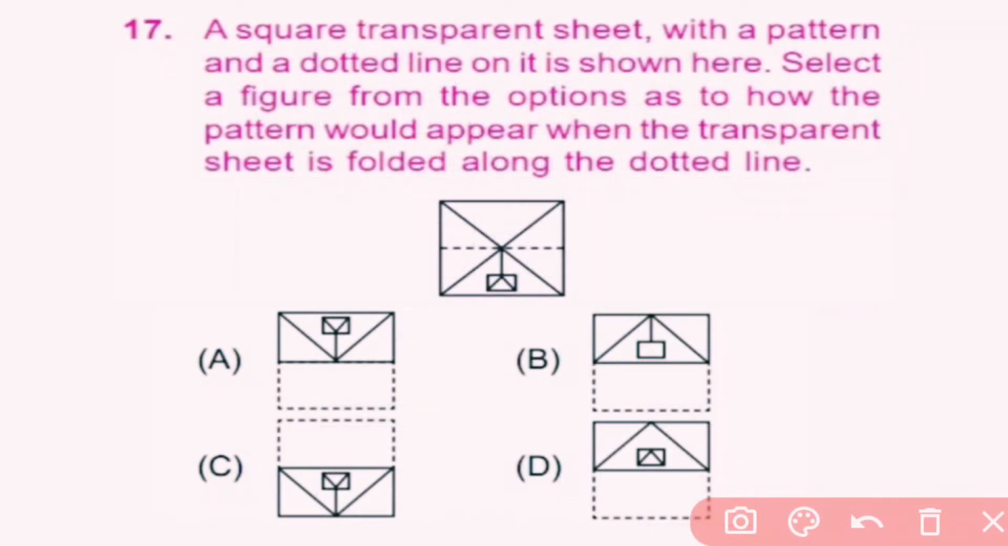Question number 17. A square transparent sheet with a pattern and a dotted line on it is shown here. Select the figure from the option as to how the pattern would appear when the transparent sheet is folded along the dotted line. So after folding the transparent sheet along the dotted line, pattern A will appear. So here A is the correct answer.